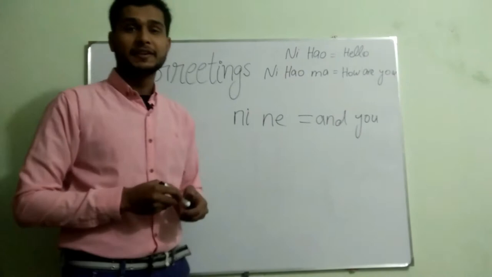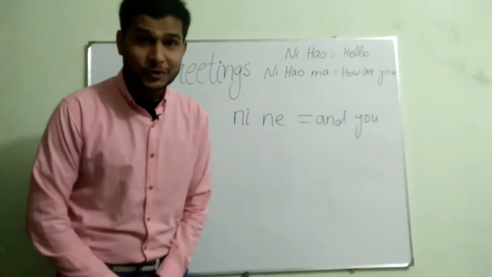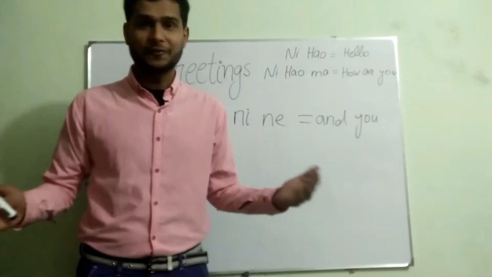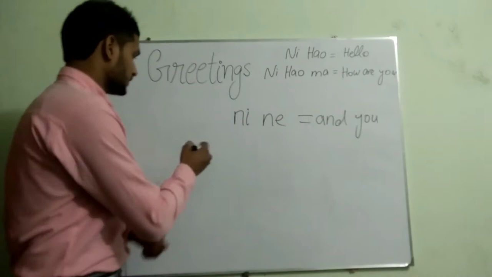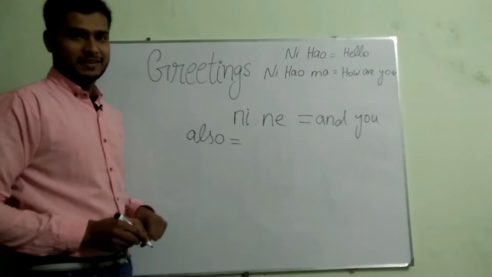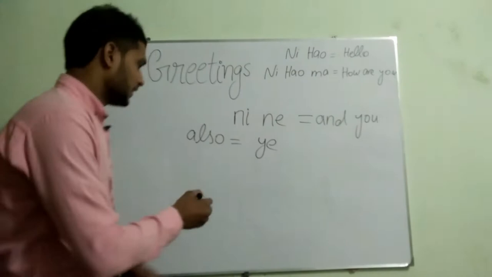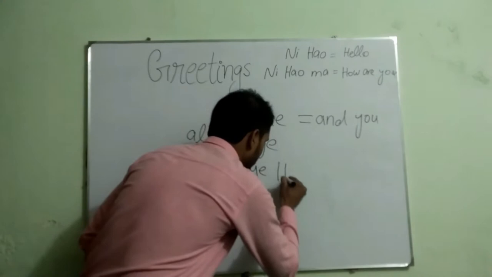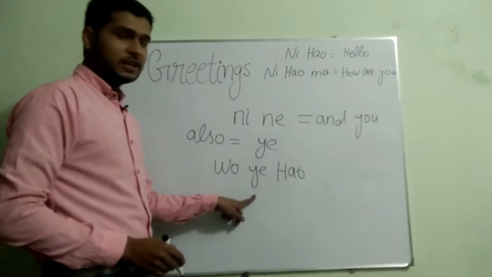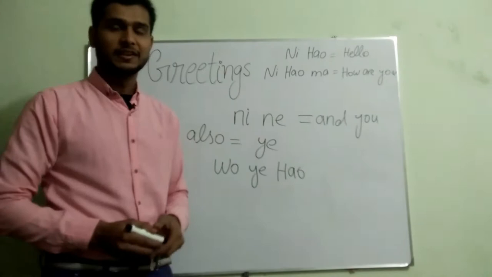You could also have noticed that when you ask someone and you, he answers I'm also fine. So how to say also in Chinese? For also, we use ye. Wo ye hao, I am also fine. The place of ye is after the subject. Wo ye hao. I am also fine.